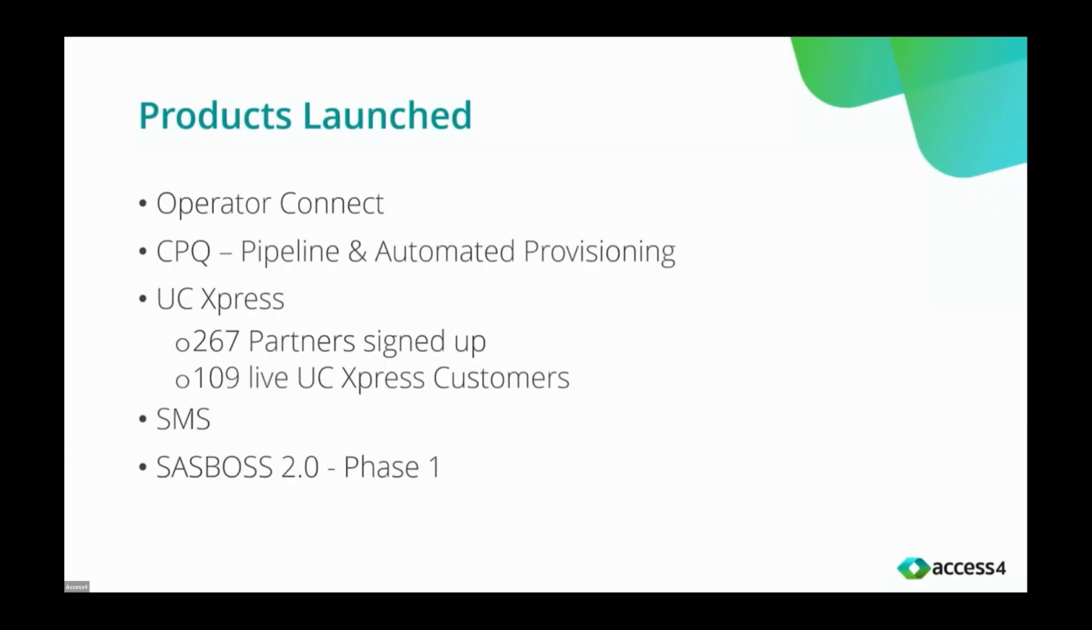We also launched SMS, so the SMS Gateway functionality so you can plug in and send SMSs. And most recently, SaaSPOS 2.0. So the phase 1 is what we're calling it launch, which is the navigation menu and customer area. And phase 2, which is groups and services and improving the navigation and functionalities of those, is coming up in March.